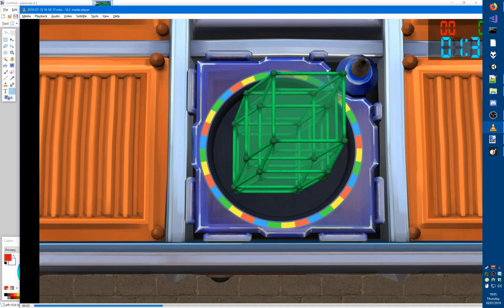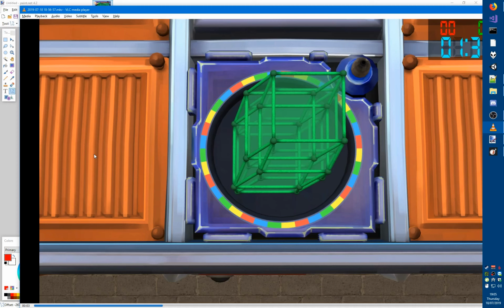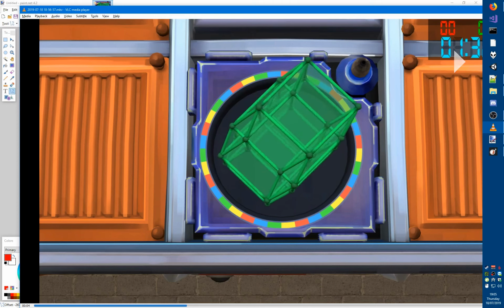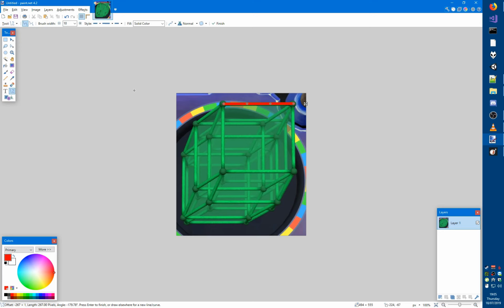So I've just paused the video. I want you to take a look at the Ultracube as it is on the video, and take a look at what this line does, this top edge. Take a look at where it moves. If you've paid close attention, you will have noticed that it moved to here.